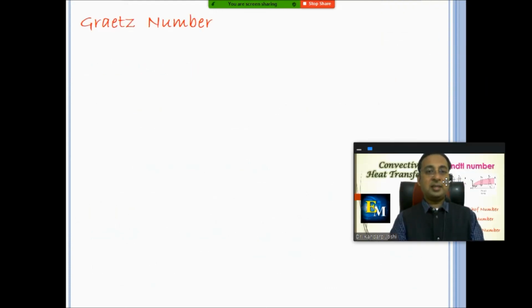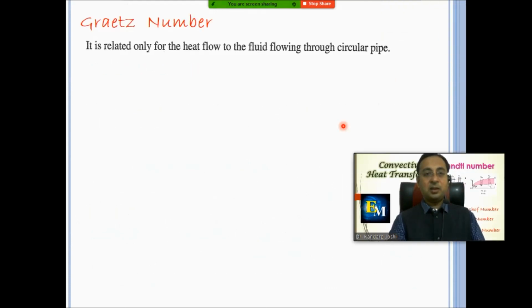Now the Graetz number. The Graetz number is only useful for flow through a pipe. G is equal to m Cp by L k. m is the mass, Cp is the specific heat of the fluid, L is the length of the pipe, and k is the conductivity of the pipe material.